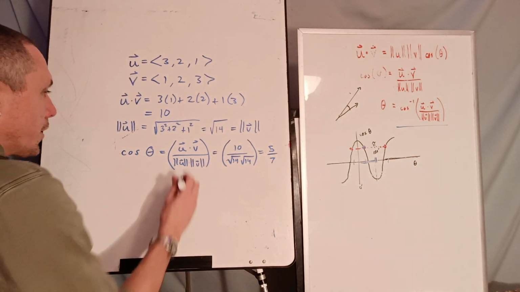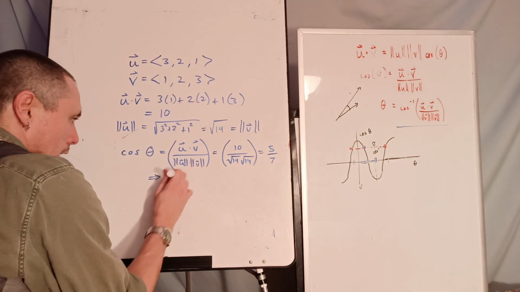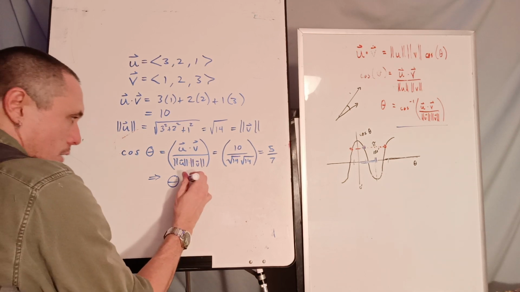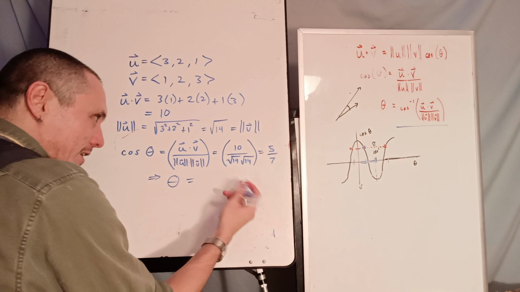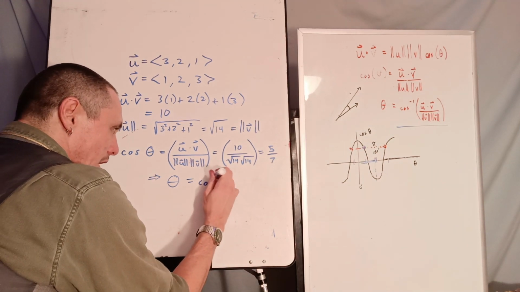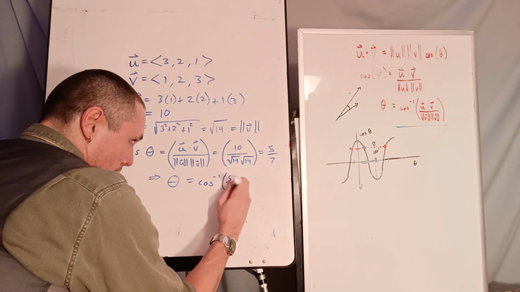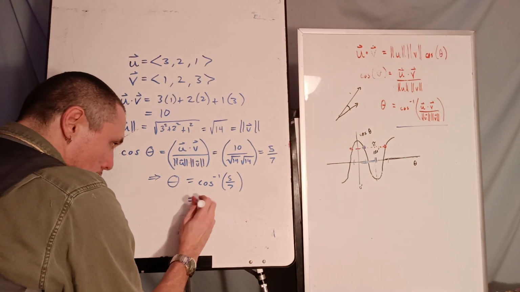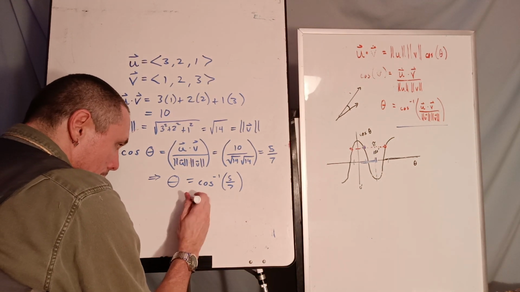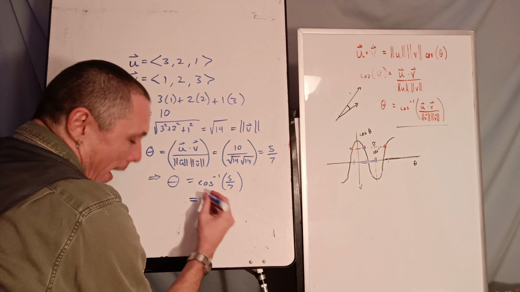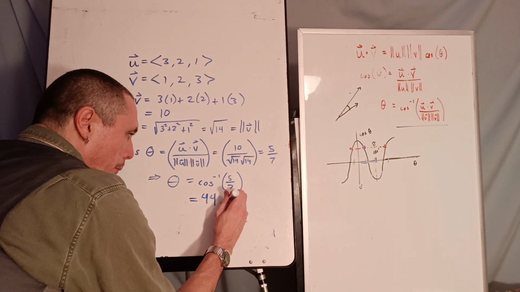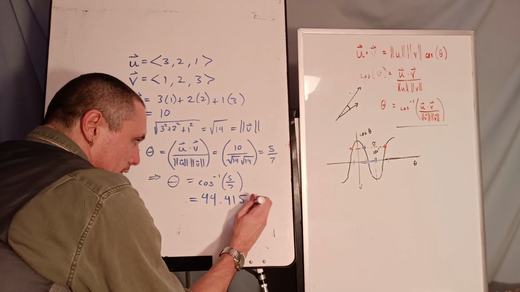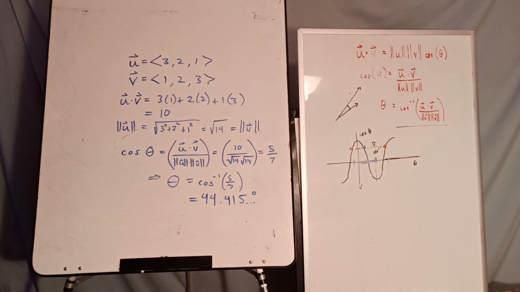And from there, we could say that theta, up to a sign and multiples of 2 pi, is equal to the inverse cosine of 5/7. And that's a thing you could type into your calculator and get a decimal back. If we want it in degrees, shall we say that's 44.415 and so on degrees.